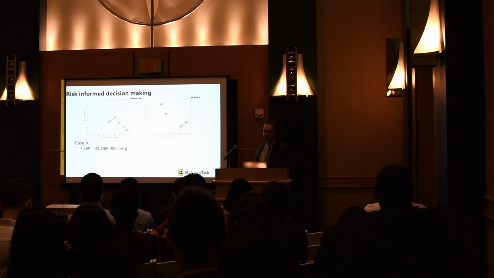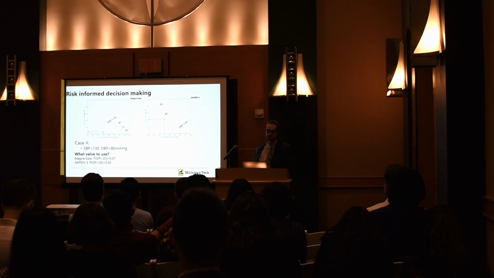Okay, so now I'd like to walk you through how we can use this model to help with risk-informed decision making. First we'll take a look at case A, which has a blood pressure of 130/80 millimeters of mercury. So what valve should we use? Well, we can input our pressure data into the model, and then we can see that we have a probability of a valve developing pressure gradient over 20 for the Magna Ease at 7%, and then 42% for the Sapien 3. So our clear choice here should be the Magna Ease.